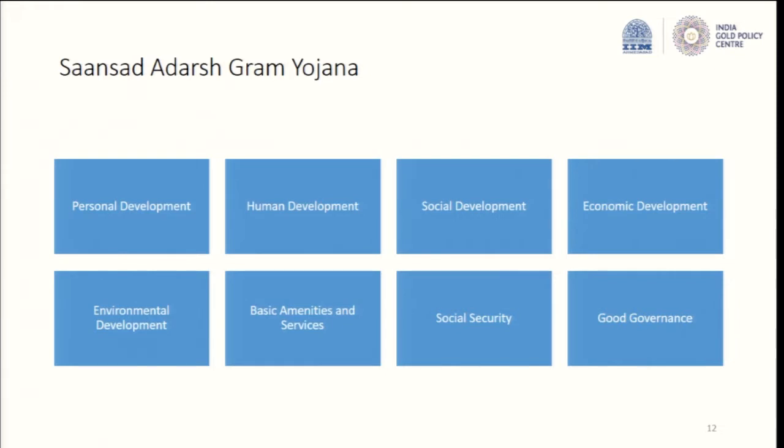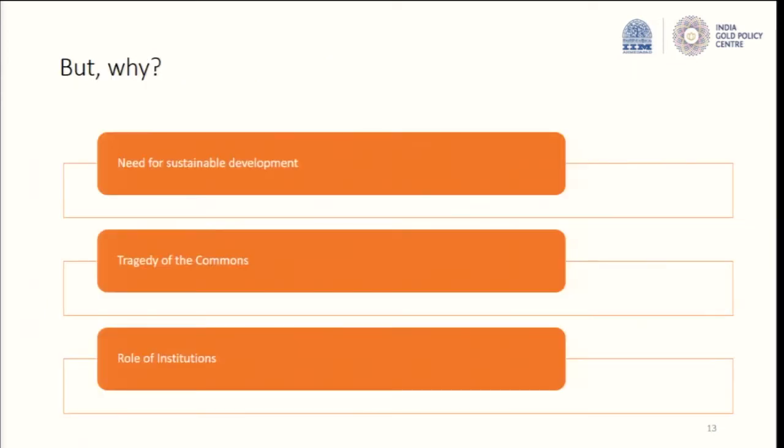At this stage, we know pretty much everything we need to know about gold mining and policies revolving around it. However, there also exists a multitude of central and state-sponsored schemes for development. Upon reviewing these policies and schemes at the state level, we observed that we could clearly identify target areas for each state, and that it is possible to cluster these policies under 8 major sectors, as is currently being done by the Sansad Adarsh Gram Yojana: personal, human, social, economic development, environmental development, basic amenities and services, social security, and finally good governance. But why do we even need to talk about policies for development?